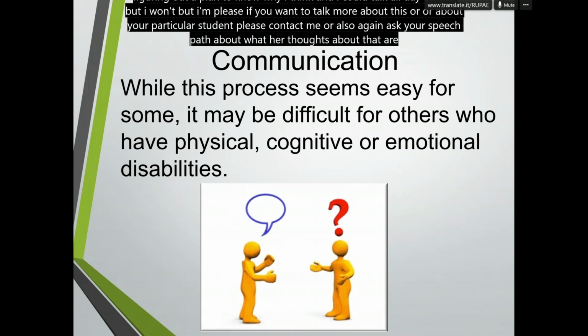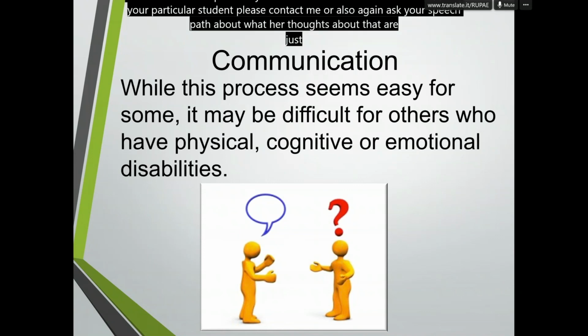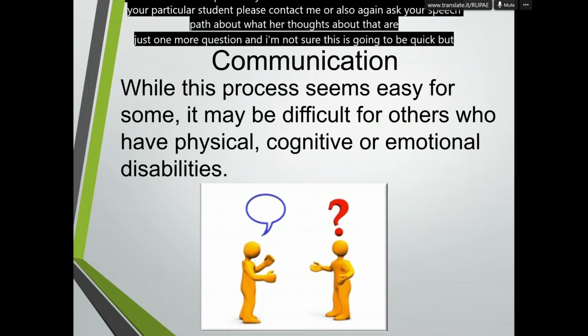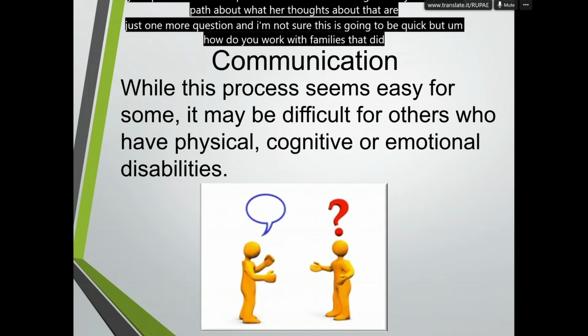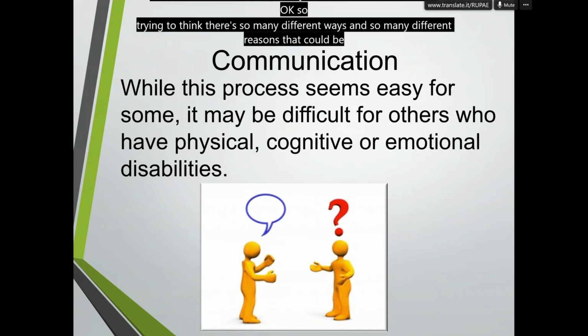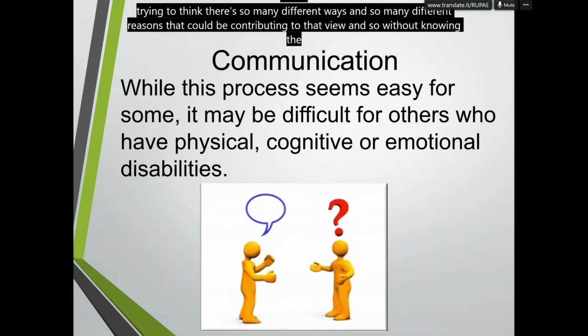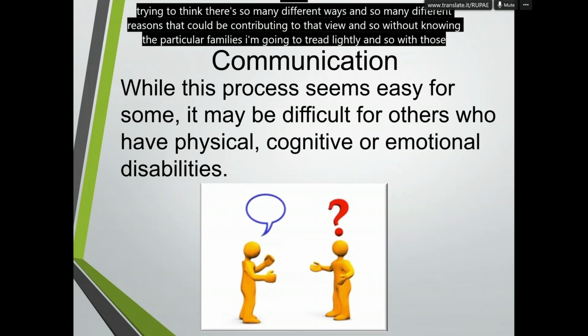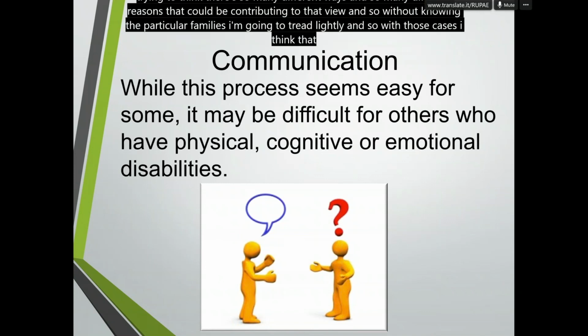Just one more question, and I'm not sure this is going to be quick, but how do you work with families that do not believe in AAC devices, or they believe that AAC devices are only for school and not for home? There's so many different ways and so many different reasons that could be contributing to that view. And so without knowing the particular families, I'm going to tread lightly.